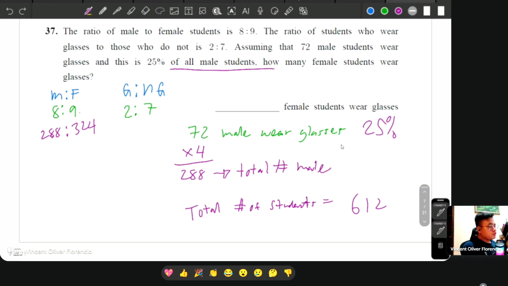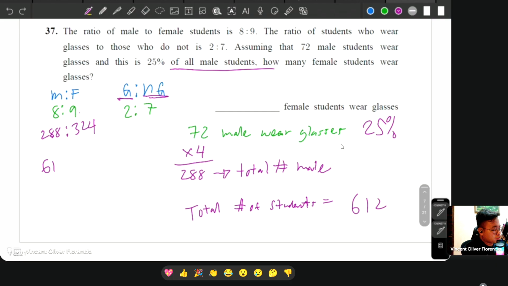Now, focusing already on those who are wearing glasses, 2 portions. So in total, how many portions do we have between wearing glasses and no glasses? In total it is 9 portions. What we do is we divide, again, there are already 612 in total. Let's divide that into 9 portions. So this one should be 612 divided by 9.